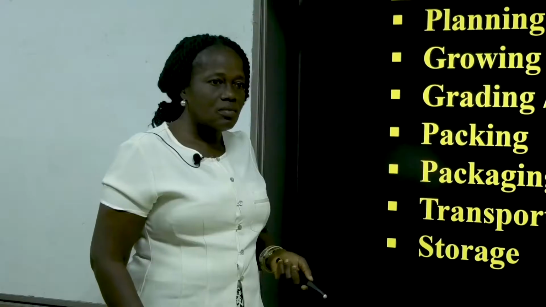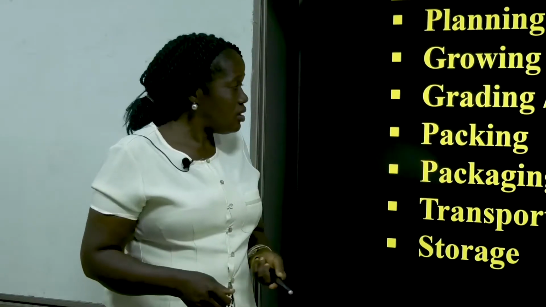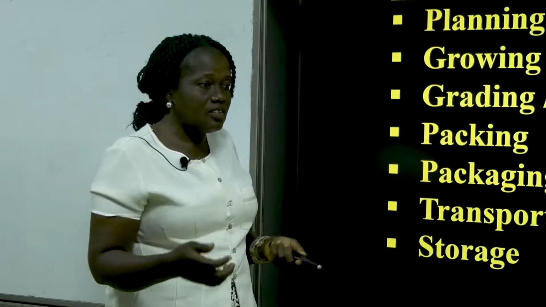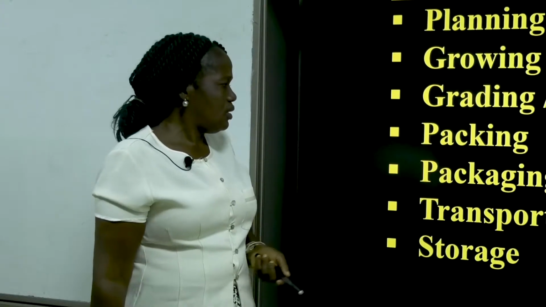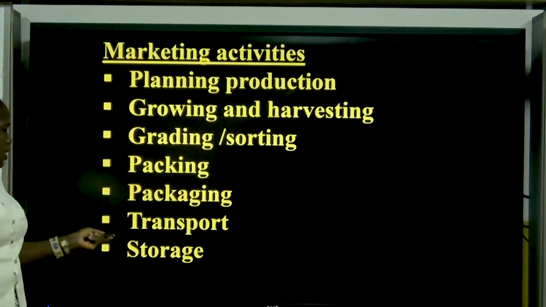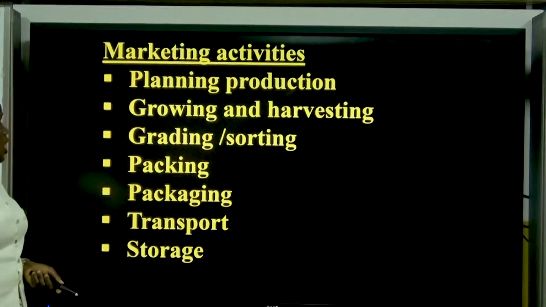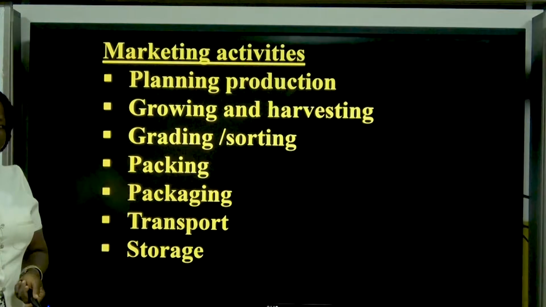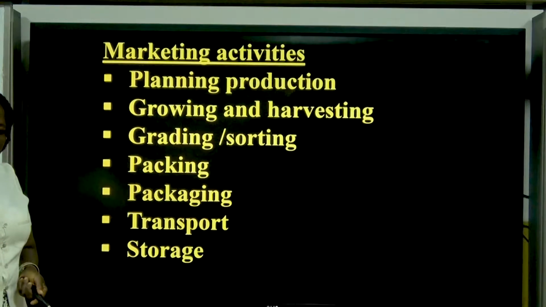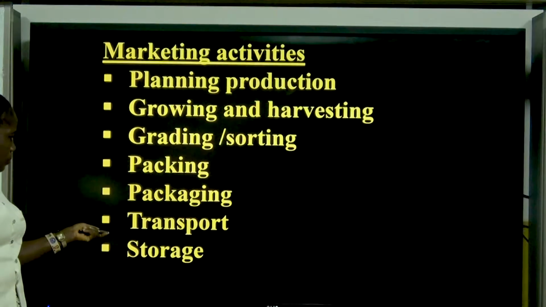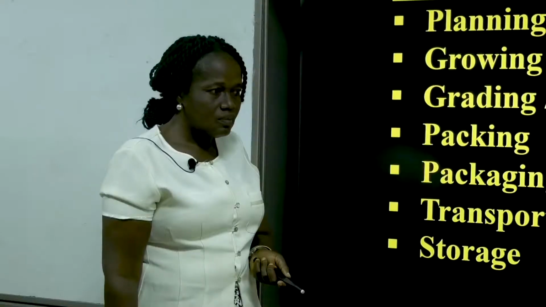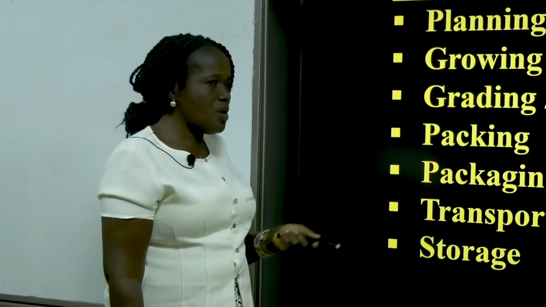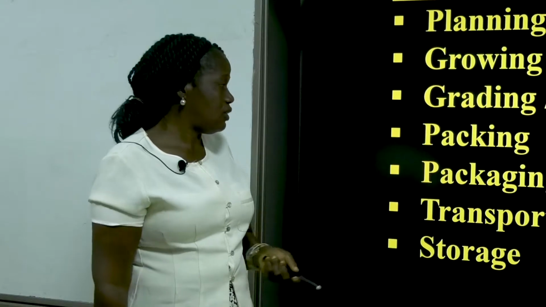This is done by moving your harvested crops or the animals from the point of production to where you want to go and sell it, to any market that you want to go and sell it. That is what we call transport. Then storage. There are marketing activities. There are some crops that if you do not store them well, they will lose value. If you do not store them well, you will not be able to market them very well. Storage is very important in agricultural marketing.